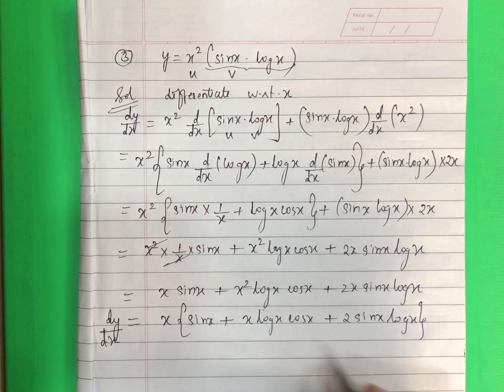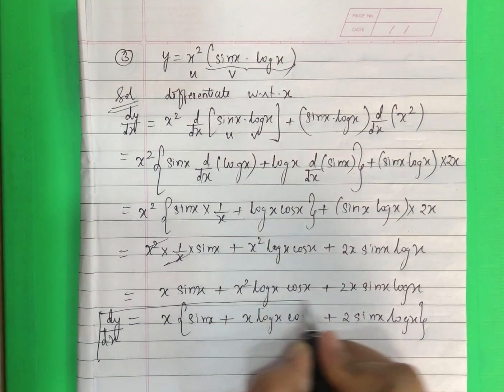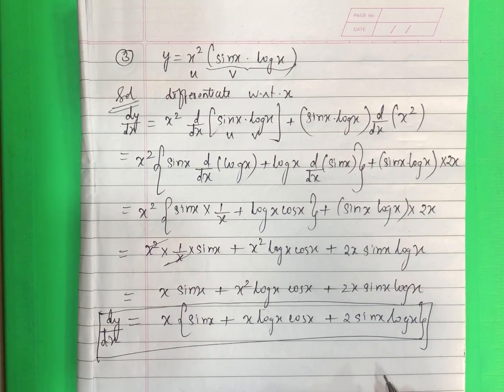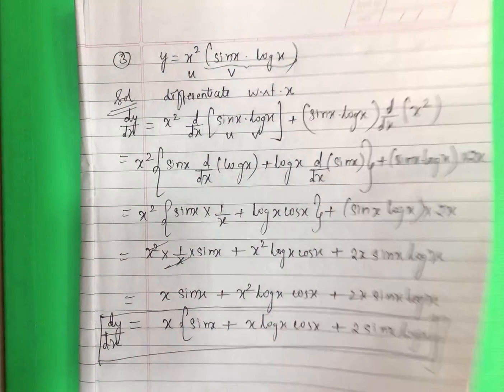This is the answer. Now we cannot simplify this anymore. So that would be our final answer. That is the value of dy by dx by using the formula u dot v 2 times.